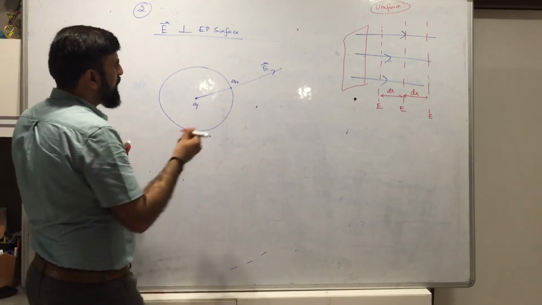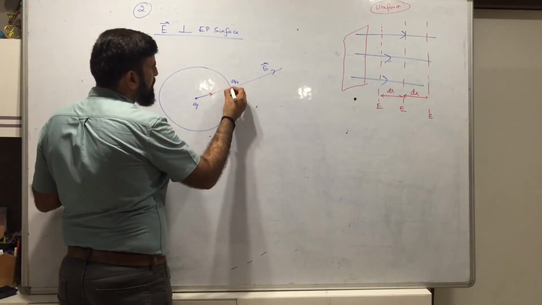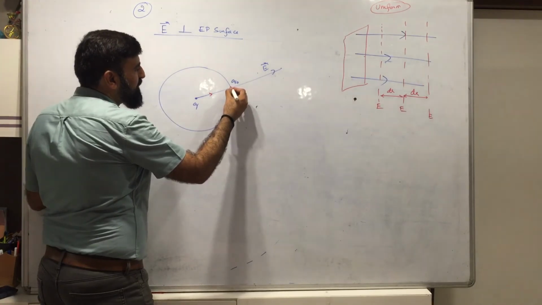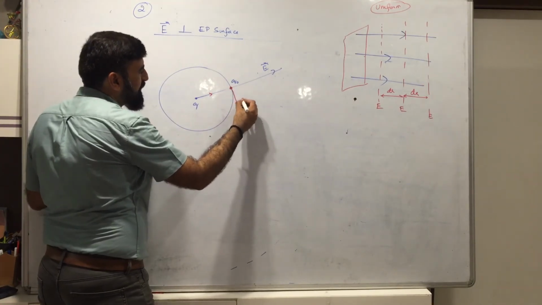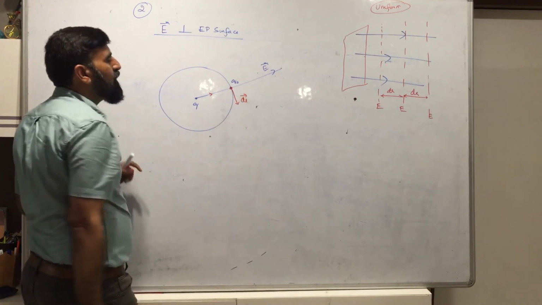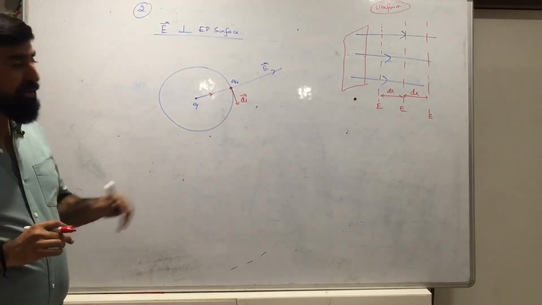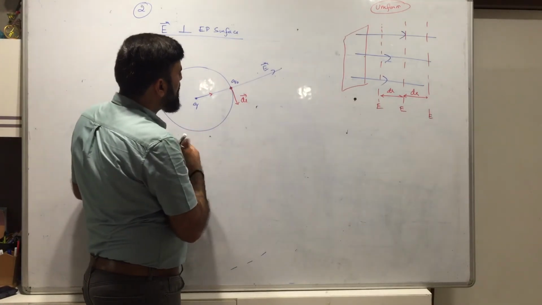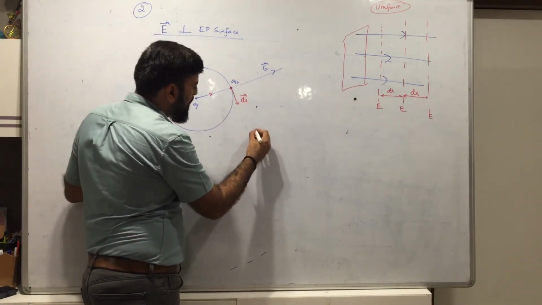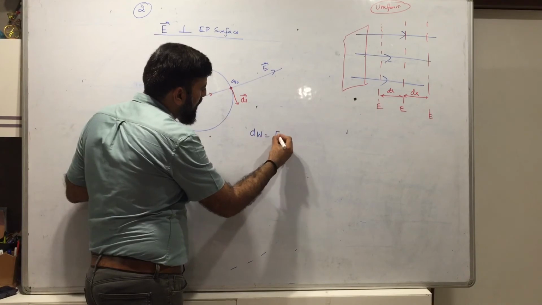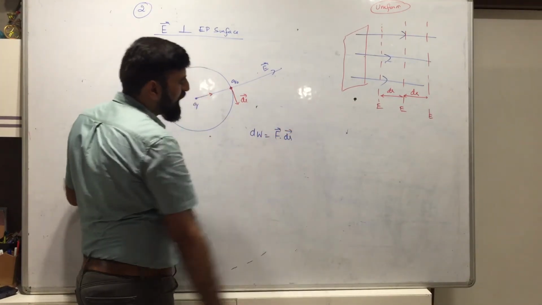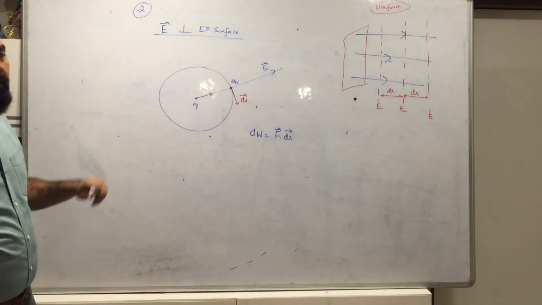If I keep a test charge on the EP surface, and I try to displace the charge tangentially to the EP surface, what is the work done in moving this test charge on the EP surface? We know dW is equal to F dot dr. F dot dr is the work done to move the test charge on the EP surface.